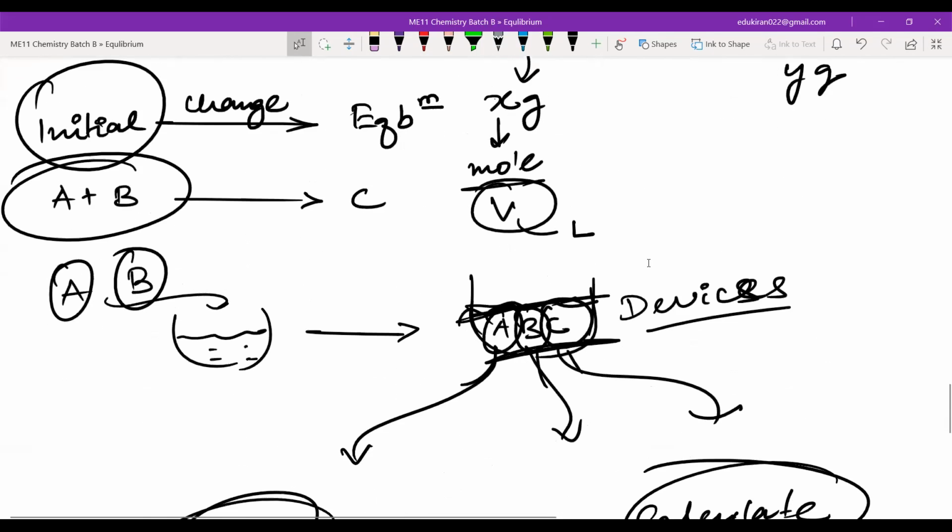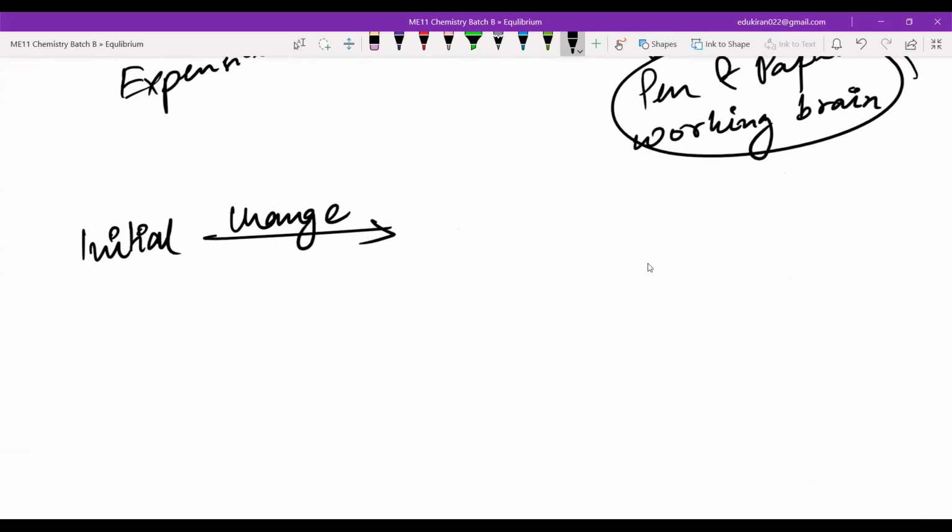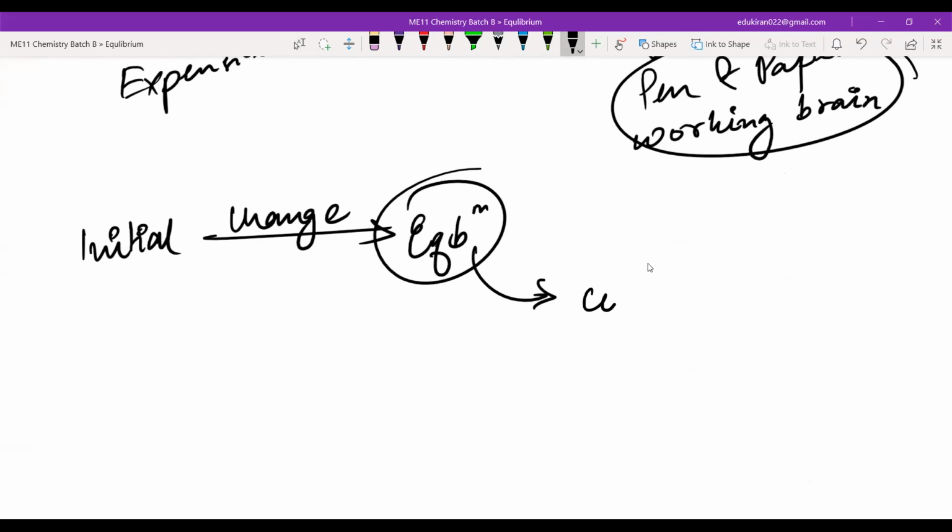Now, in this case of ionic equilibrium, let us go back to chemical equilibrium. We had the same thing: initial, then the change, and then the equilibrium. The main thing in equilibrium was to calculate the equilibrium concentration, and those are the real questions. If somebody is asking you to calculate the equilibrium constant, then please remember that is not a real question, because if you have the concentrations, then only you can calculate the equilibrium constant, right?